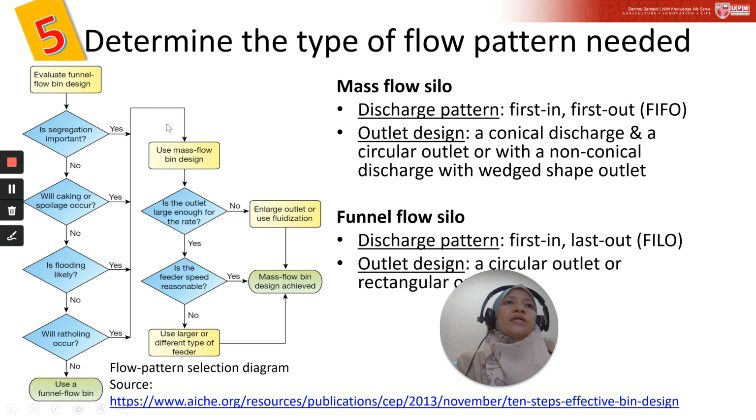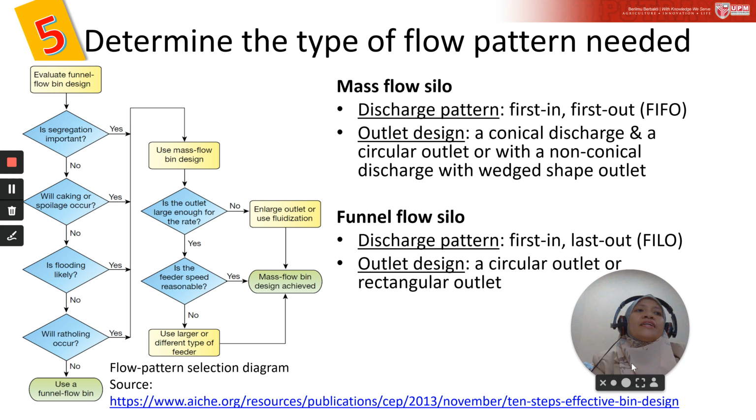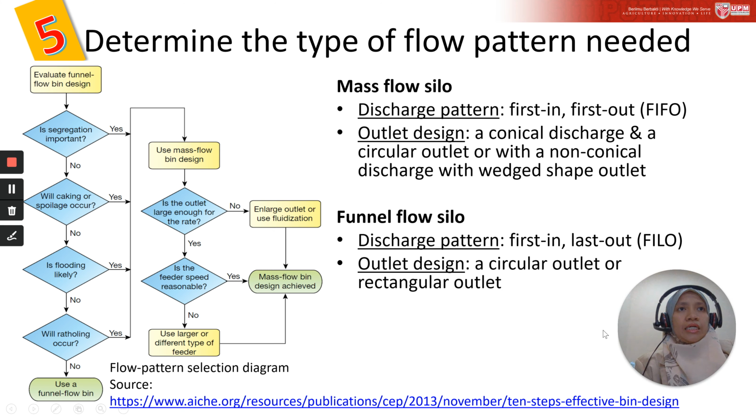So you know by now that a mass flow silo will give first in, first out, FIFO, while funnel flow will give last in, first out, FILO. Okay, it sounds so cute. I'm using the short terms. So for the outlet design, commonly for a mass flow silo we use a conical discharge with a circular outlet, or a non-conical discharge with a wedge-shaped outlet. And this is the common outlet design to get a mass flow silo. While for a funnel flow silo, they commonly use a circular outlet or rectangular outlet.